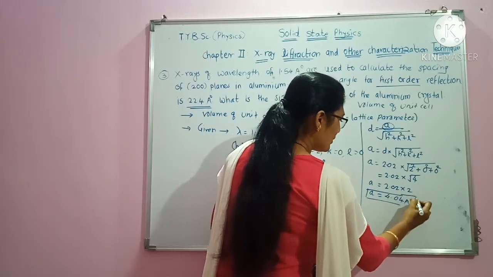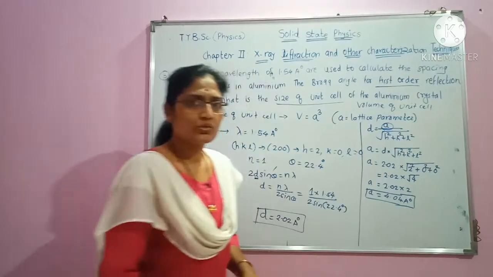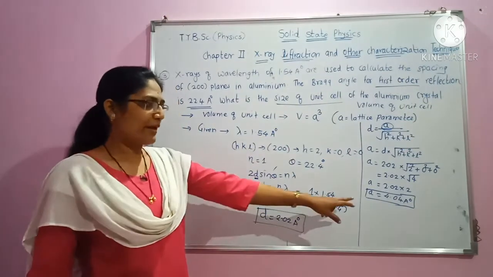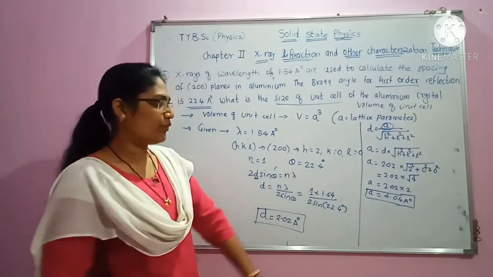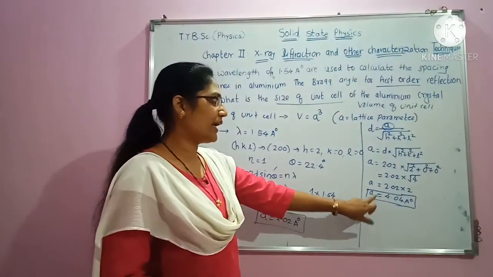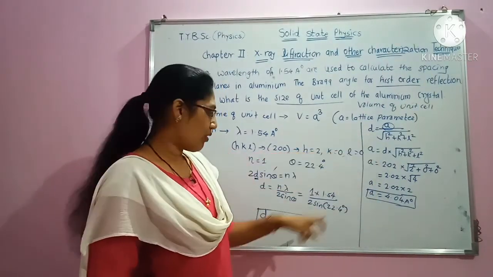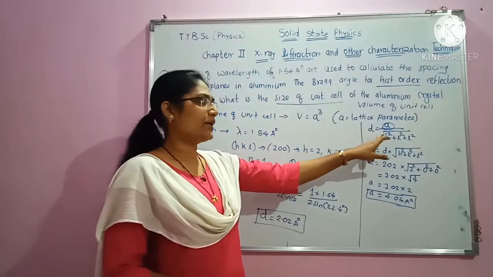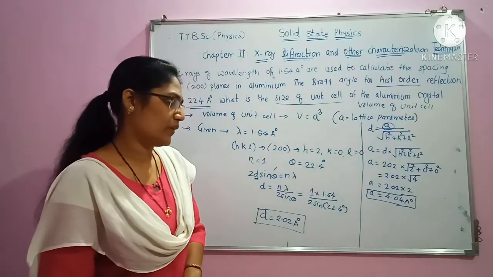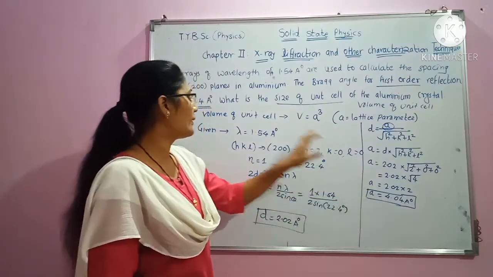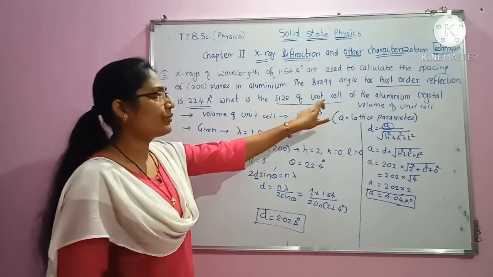Angstrom is the value of A. So what is the value of A? Value of A is 4.04 angstrom, and we have calculated value of A by substituting value of D in the formula D is equal to A upon square root of h square plus k square plus L square. Now we have to find out the size of unit cell.